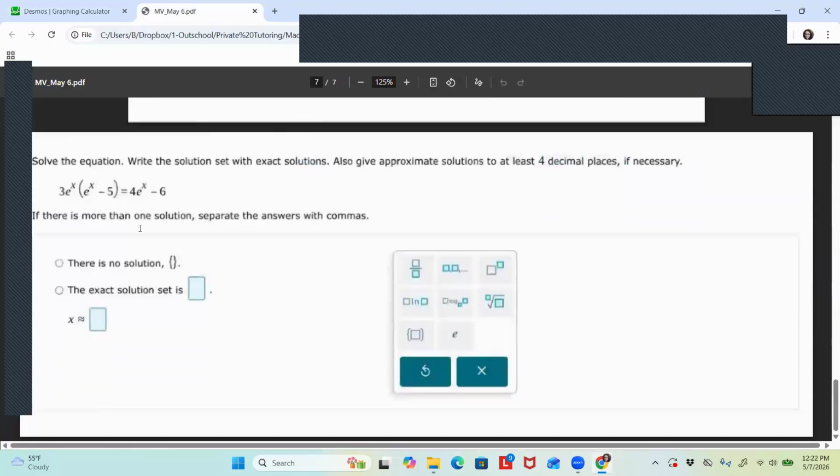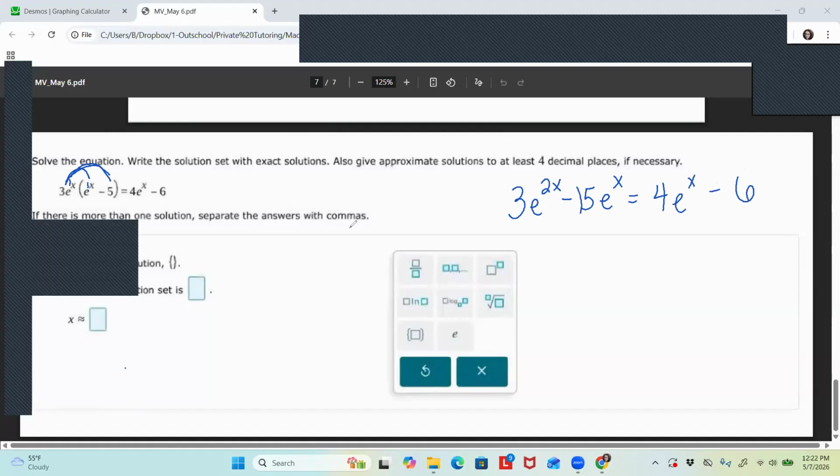Last one, solve the equation. All right, let's distribute this through, I think. So that would be 3. This has a 1, this has a 1. When we're multiplying, we add. 1 plus 1 would make e to the 2x. And then this one would be negative 15, excuse me. Negative 15 e to the x equals 4e to the x minus 6.